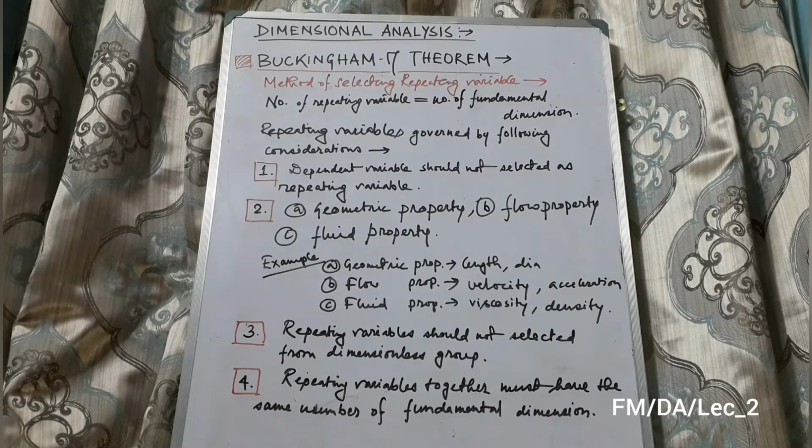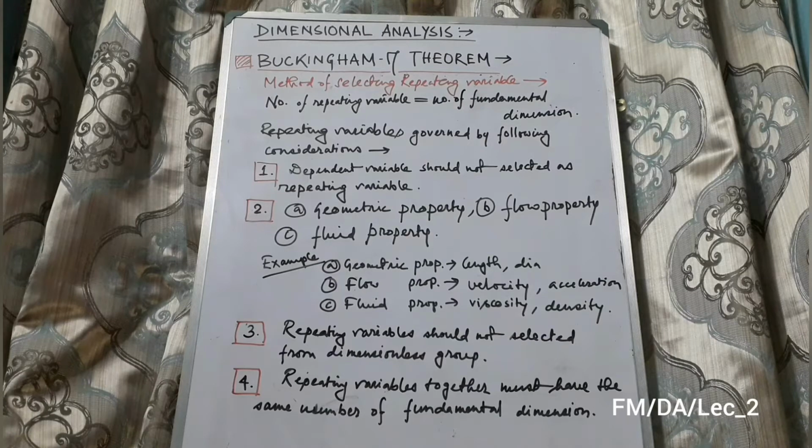Number two, before discussing two, we focus again on point number one. As far as possible, the dependent variable should not be selected as a repeating variable. That means in a problem there are a number of variables, and among those variables one variable is the dependent variable. So as far as possible that dependent variable should not be selected as a repeating variable.